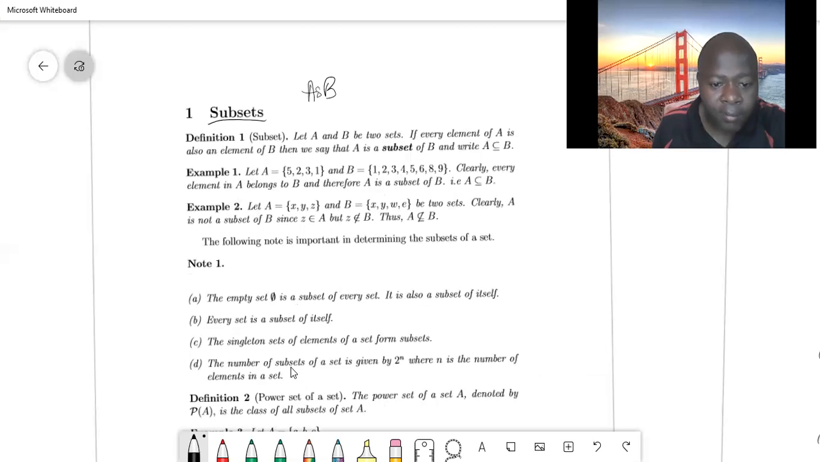Now the other thing you must know is that the number of subsets of a set is given by 2 raised to n, where n is the number of elements in the set. So what I mean is, supposing I'm given this set A. Set A has 3 elements. So I expect that A has 2 raised to 3 subsets, which is 8 subsets. So that's how you tell the number of subsets of a set. It must be 2 raised to the number of elements in that set.